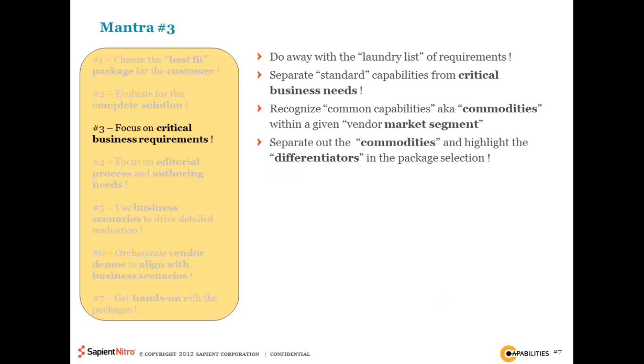All right, the next thing is the notion of separating what I refer to as commodities from differentiators in a package selection, right? And here's what I mean by commodities. If you look at the larger types of capabilities that content management systems have traditionally been used for, they would come down to some fairly basic things. For example, you need the ability to define content types, you need the ability to have content authoring forms, and so on and so forth.